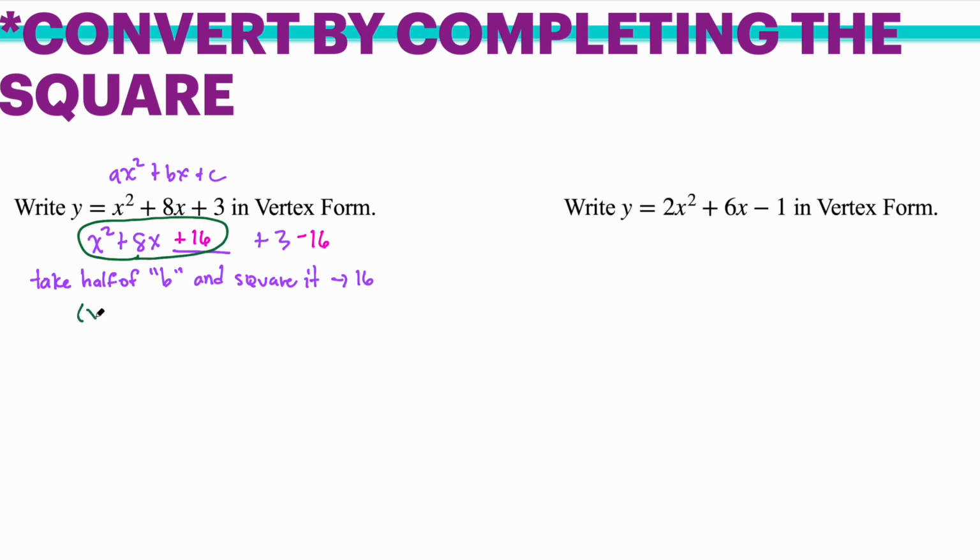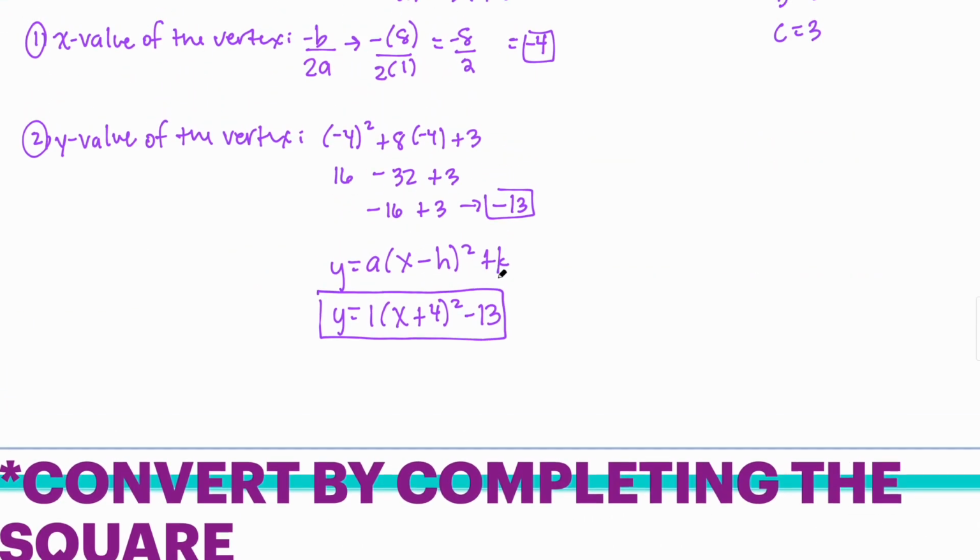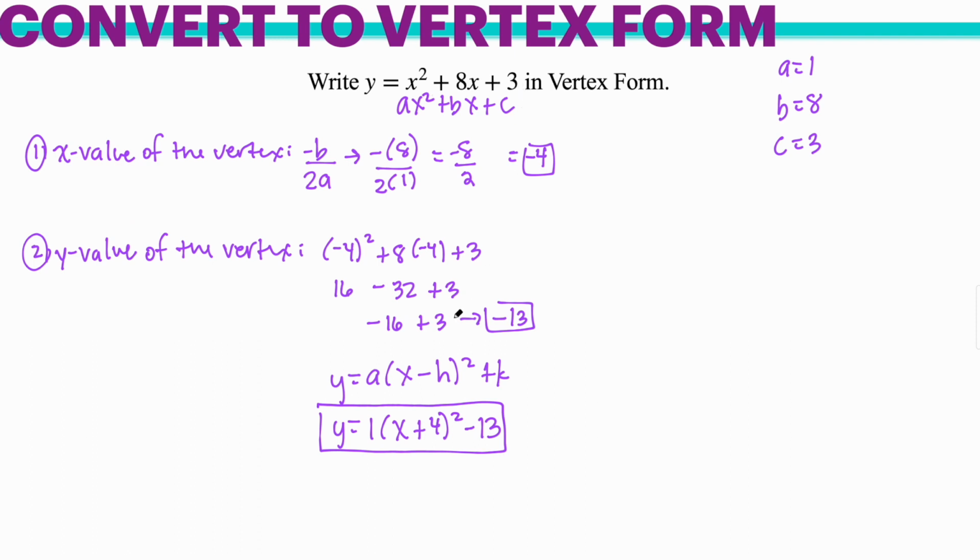This factors into x plus 4 times x plus 4, or x plus 4 squared. So again, this part right here alone factors. And then I need to bring down what combines here. A positive 3 minus 16 is a minus 13. And did we get the same thing as before? Yes. X squared plus 8x plus 3 gave us x plus 4 squared minus 13.